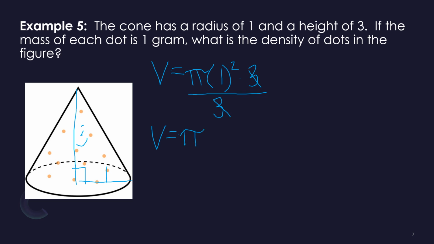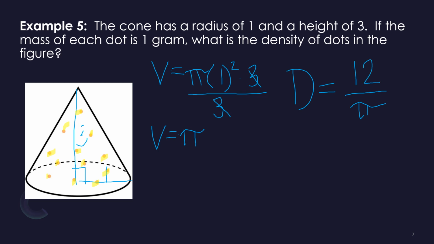We know that the mass of each dot is 1 gram, and we're looking for the density. So we are looking for D. We're going to have to figure out the mass. We just figured out the volume was pi. So I'm going to count how many dots are in that picture. So let's see, 1, 2, 3, 4, 5, 6, 7, 8, 9, 10, 11, 12. So 12 dots, it's going to be 12 grams for the mass.